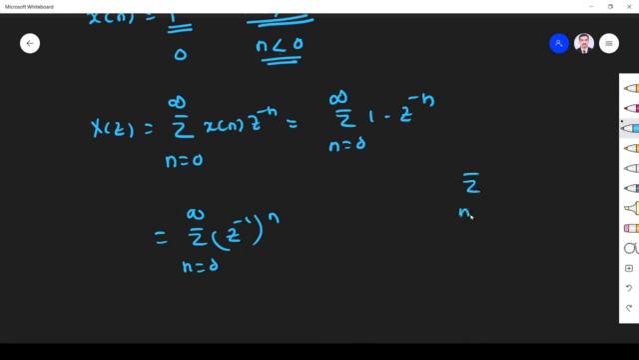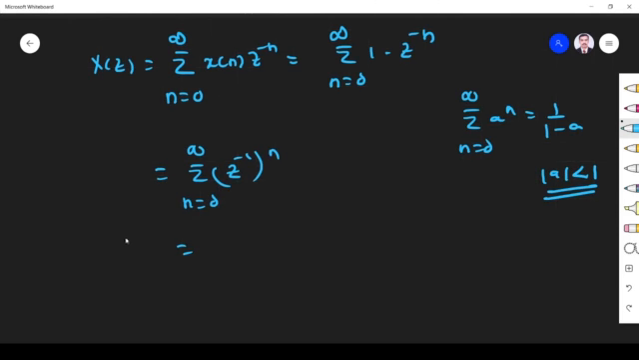I know one formula: the summation, n from 0 to infinity, of a power n is 1 by 1 minus a, where mod a must be less than 1. That is the region of convergence for this formula. Similarly, in the a power n format, I can write x of z as 1 by 1 minus z inverse, where mod z inverse must be less than 1. Sorry, that is mod z greater than 1.